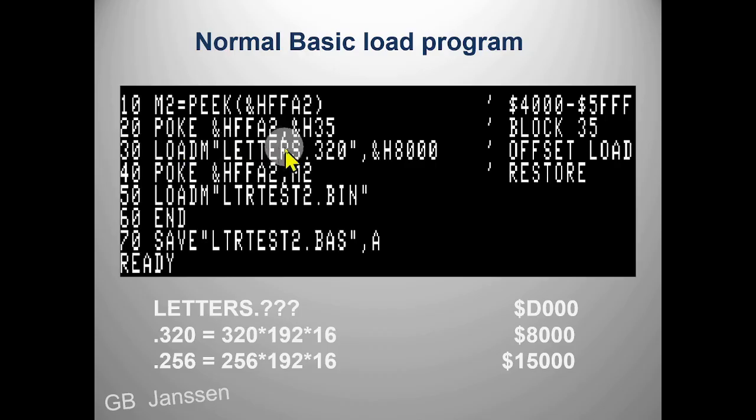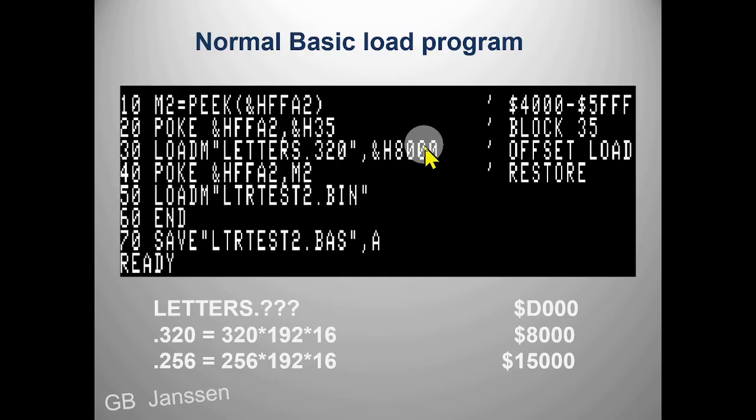We'll load in whichever one of the letters we want, either 320 or 256, with an offset of hex 8000. When that's loaded in, then we'll restore back what we peeked before, putting the system back, and then you can load in your program right here.